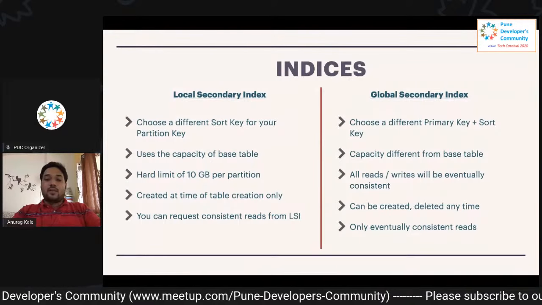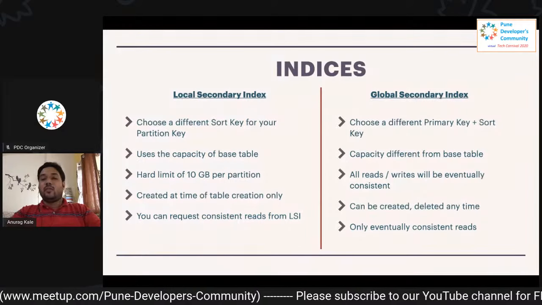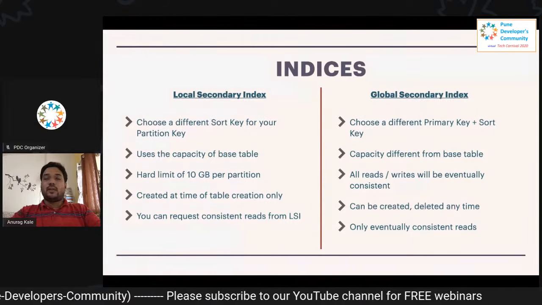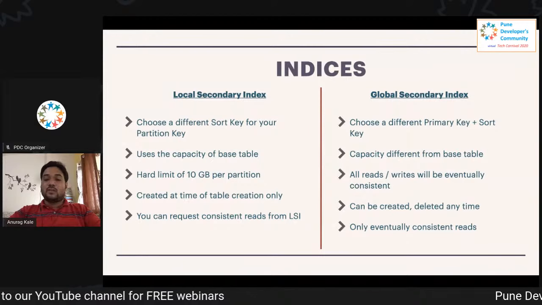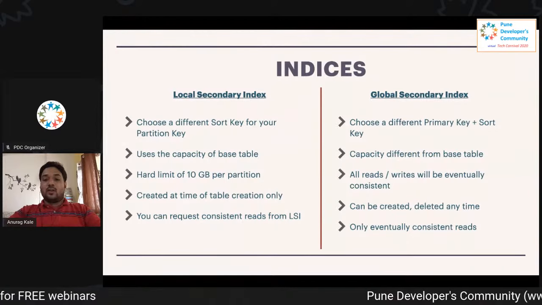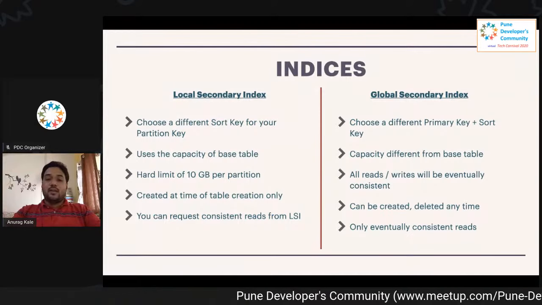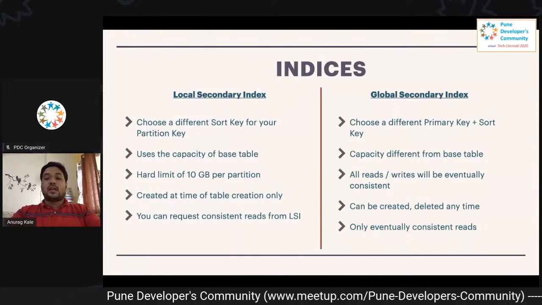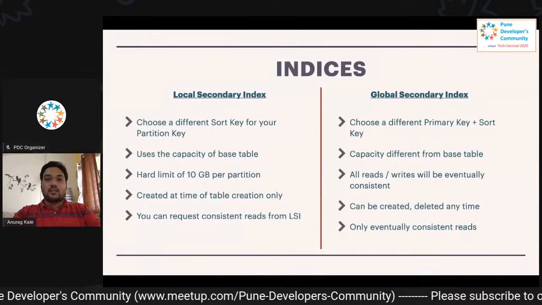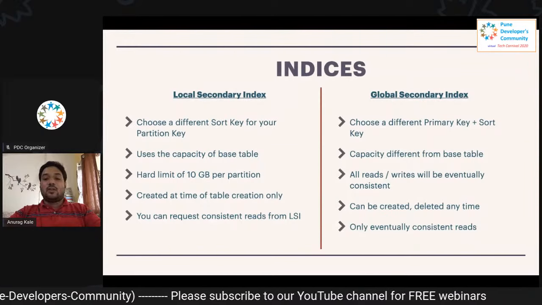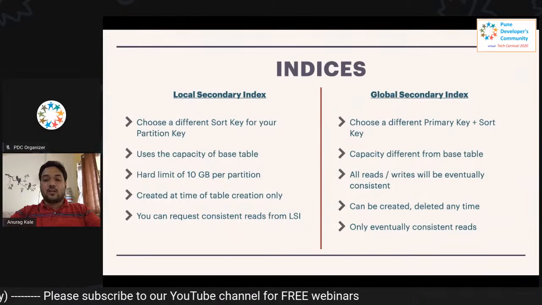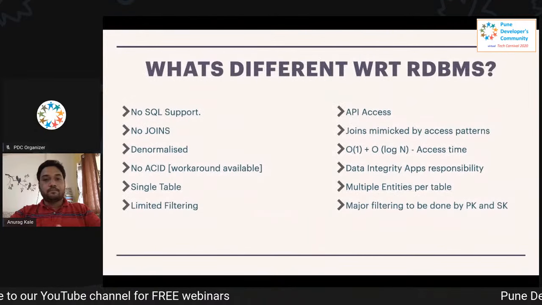There is this hard limit again that all the reads and writes will be eventually consistent. So here you cannot provide that particular attribute, and you cannot request consistent reads. The other upside is it can be created and deleted anytime. So there is no limitation as we saw in local secondary indexes. And the other limitation, as we said, is only eventually consistent reads.